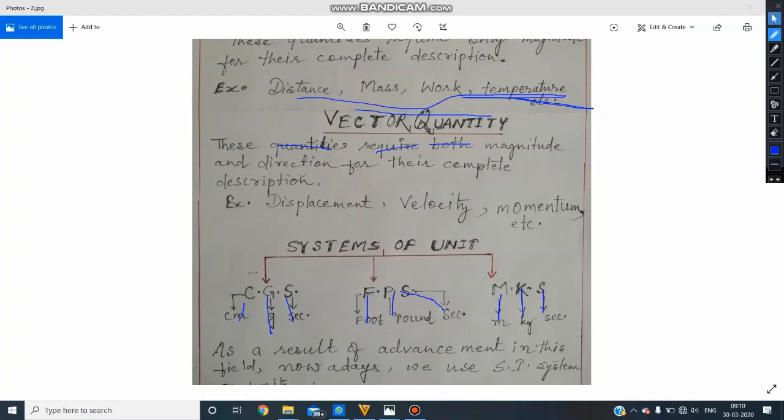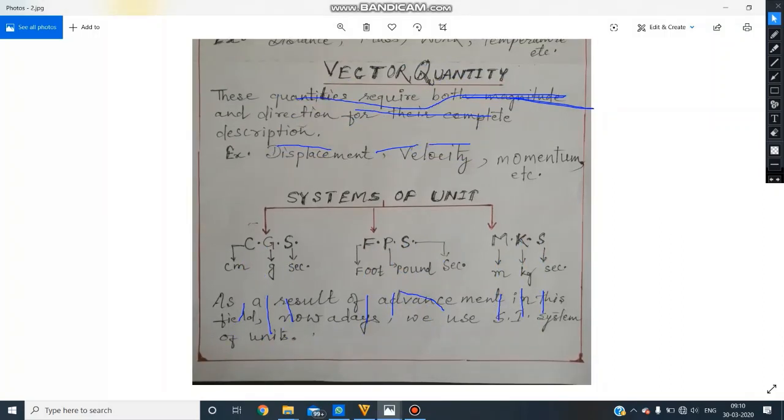As a result of advancement in the field of systems of unit, nowadays we are using a universally accepted system, which is the SI system of unit, and which includes a total of 7 fundamental units, including length, mass, and time. This was about systems of unit.